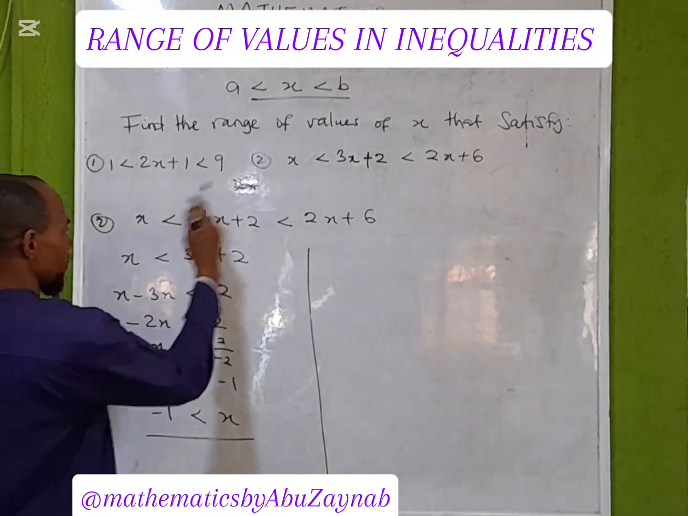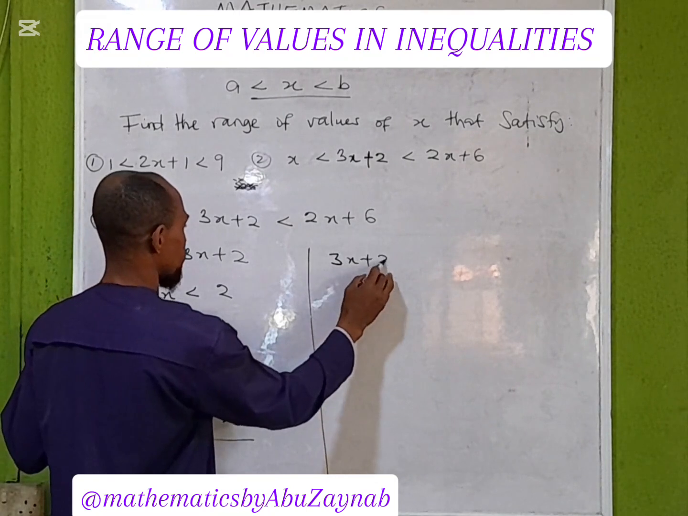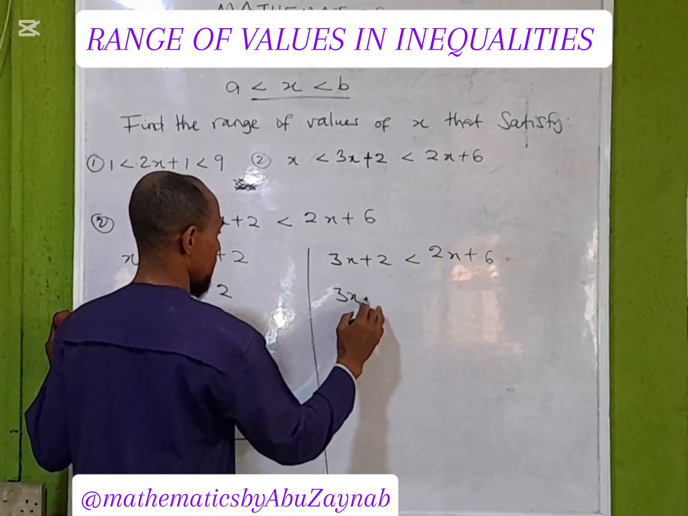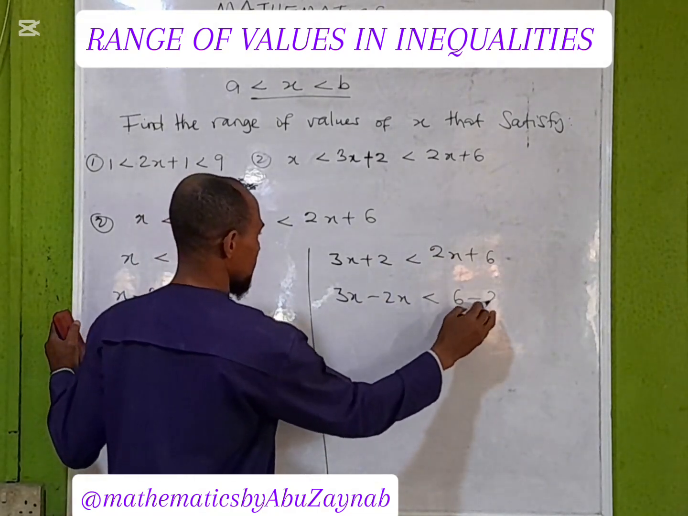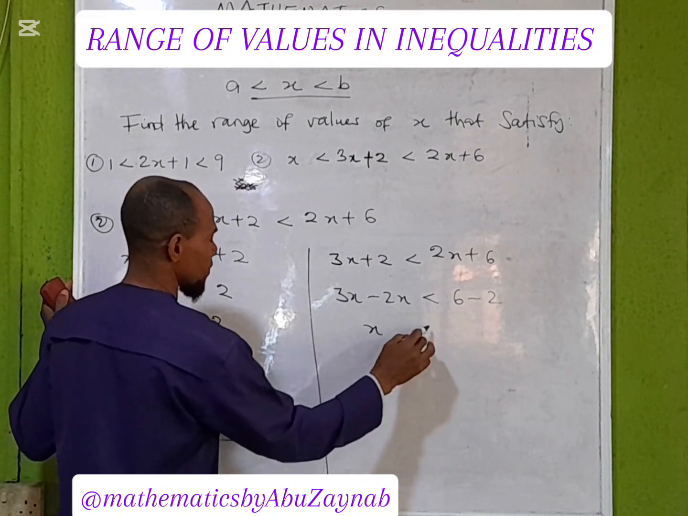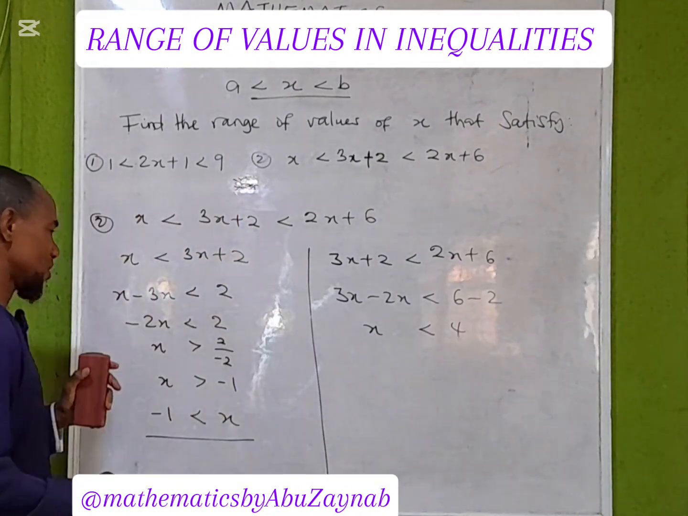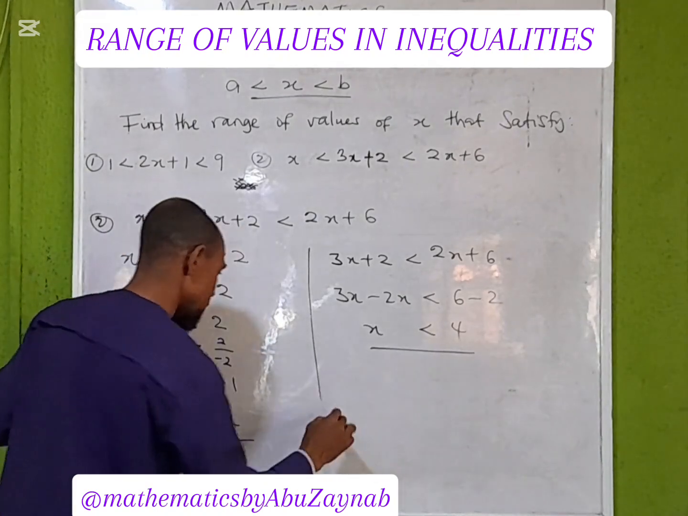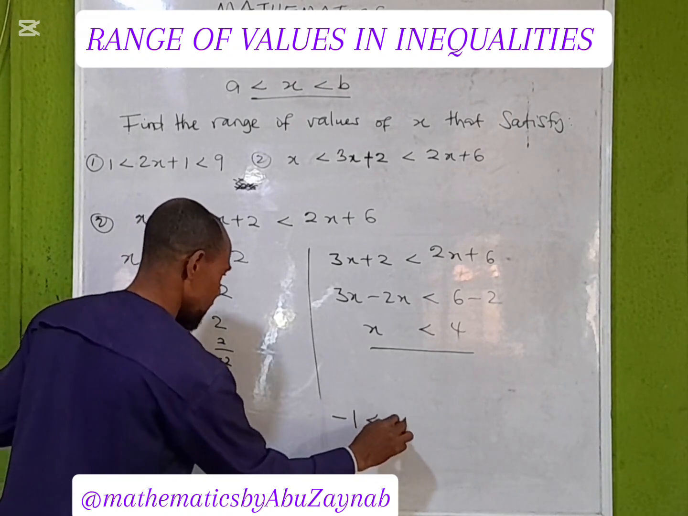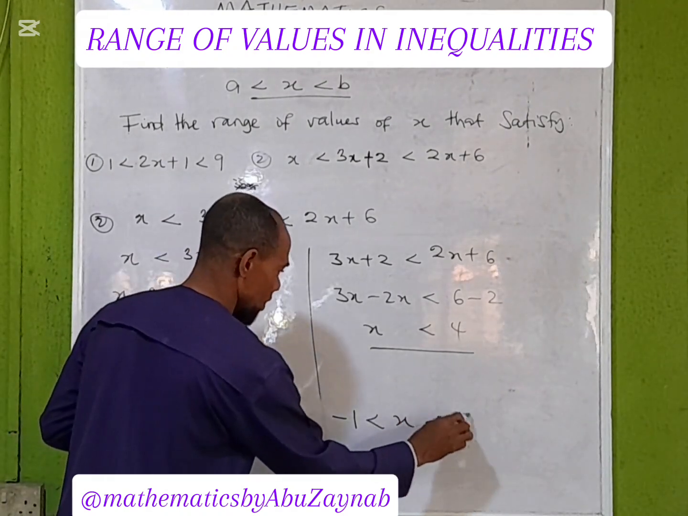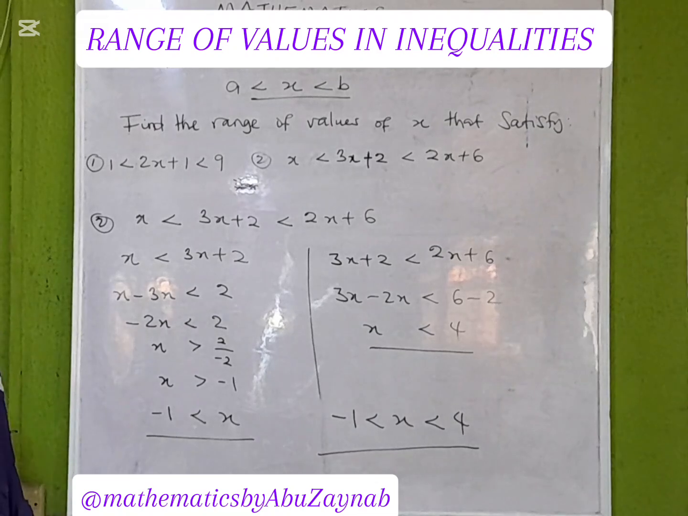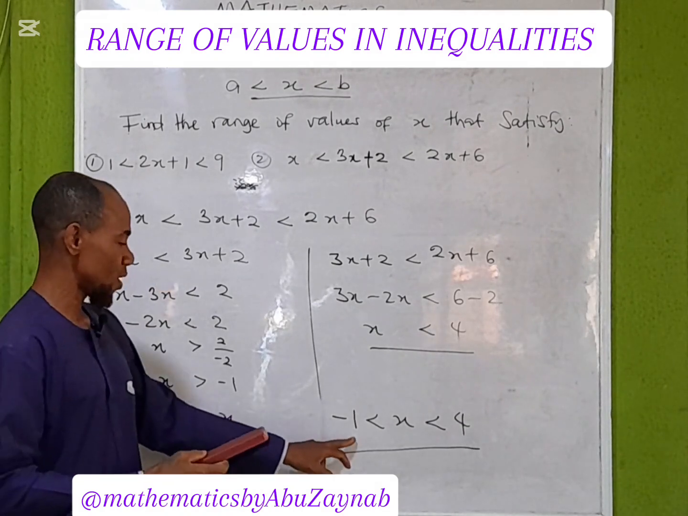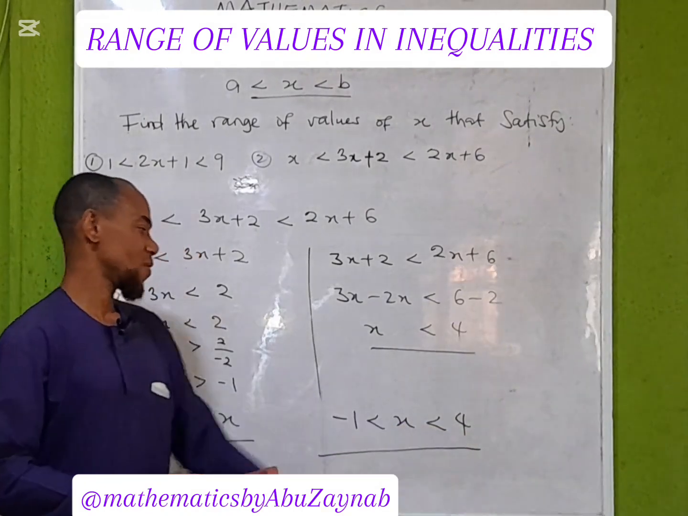The other wing, we have 3X plus 2 less than 2X plus 6. So we have 3X minus 2X less than 6 minus 2, and that's simply X less than 4. And we're done with that. So we now see if we can match these two. On the first side, we have minus 1 less than X, and X in turn less than 4, which is very agreeable, because I said from the beginning that the proviso is that the very first number here, which is A, must be less than the second number.